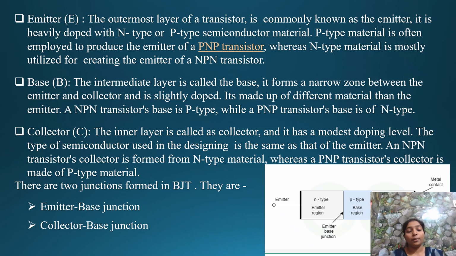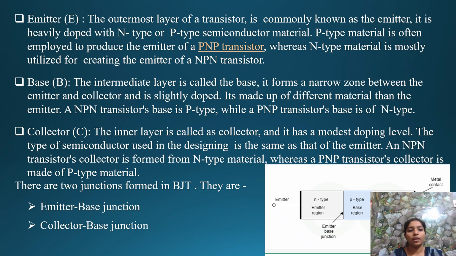Then emitter. The outermost layer of a transistor is emitter. It is heavily doped with n-type or p-type semiconductor material. P-type material is employed to produce emitter of a PNP transistor, whereas n-type is employed to produce emitter of NPN transistor.